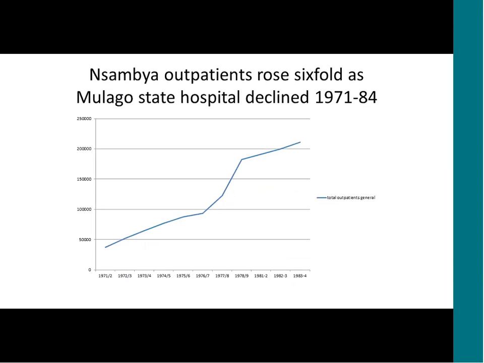So it's very striking that in this time of the near collapse of Mulago Hospital, the huge, previously very successful state hospital in Kampala, Zambia, and it seems also Rubaga and Mengo mission hospitals took up the slack.